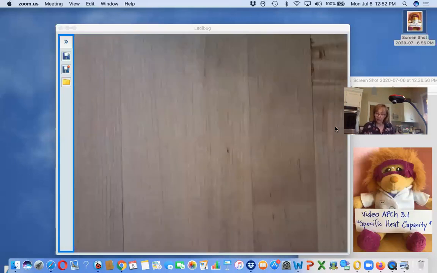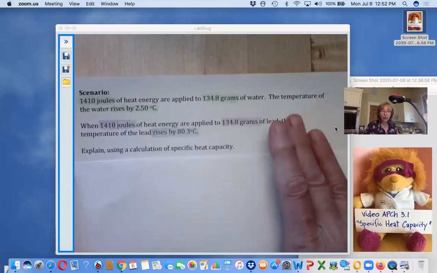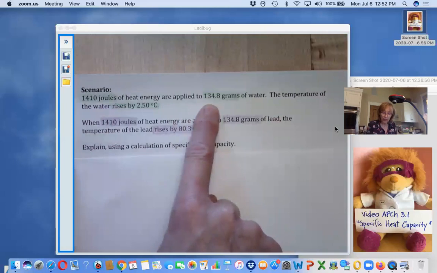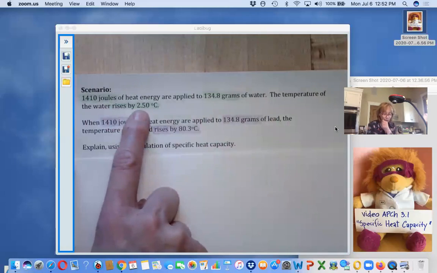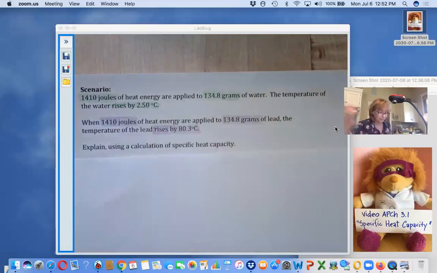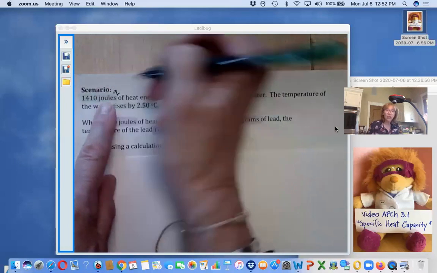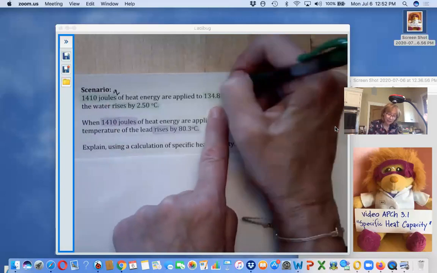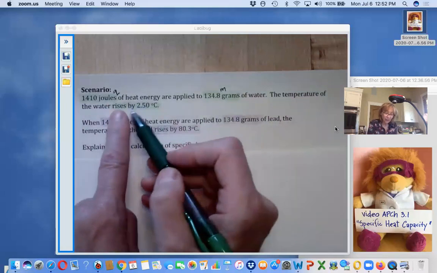All right, so let's now look at a scenario in which we're putting 1410 joules of heat energy and we're applying it to 134.8 grams of water. And we observe that the temperature of the water rises by 2.5 degrees. Okay, let's do a little bit of labeling. So this amount of joules, that is your heat energy Q. And the sample of water has this mass, I'm going to label that M. And then the temperature of the water rises by this much.